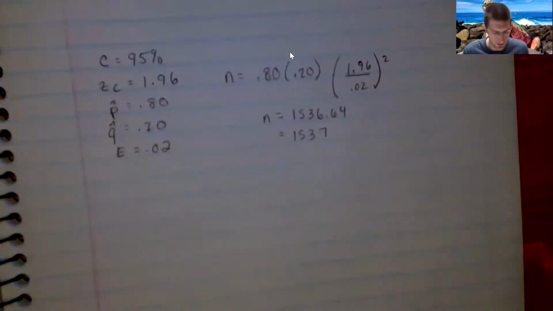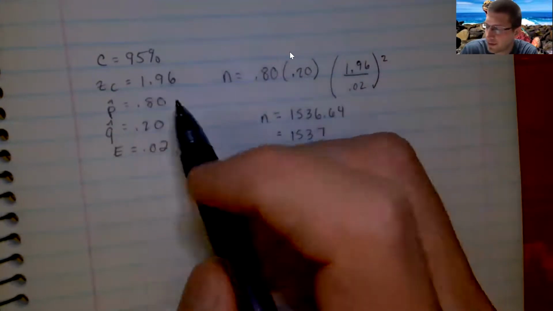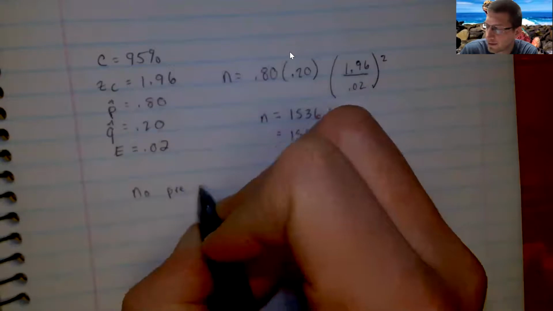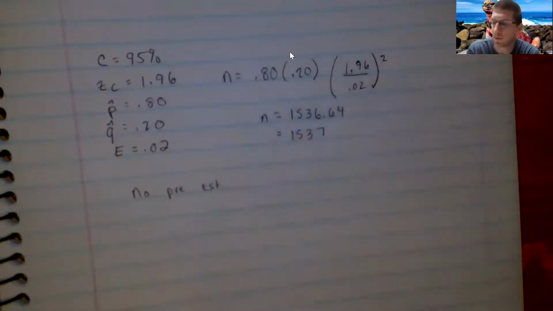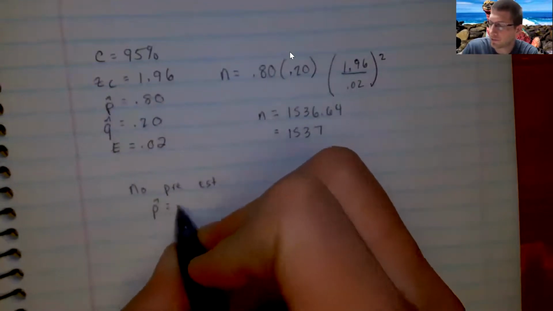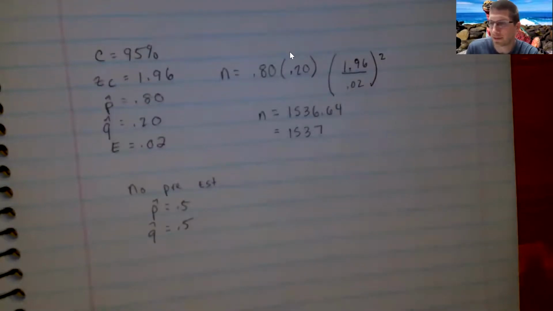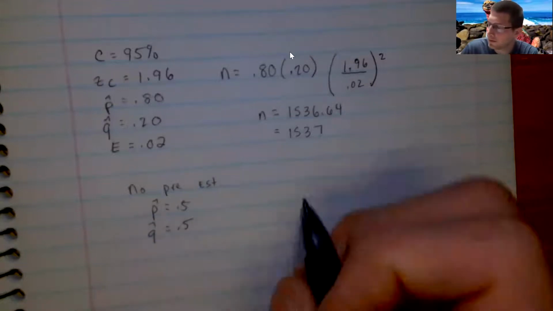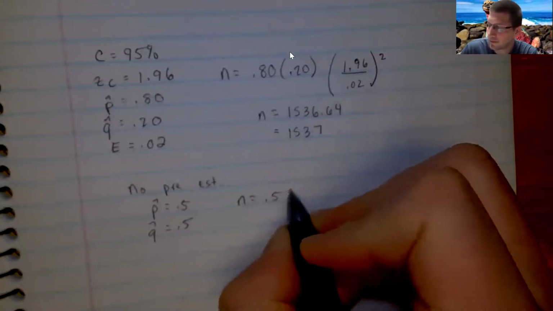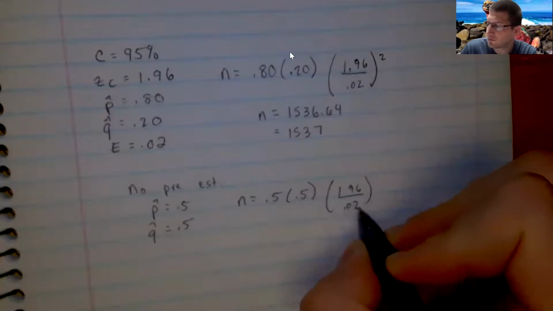Now, if you're doing the work for today, that's number 17, you'll see for part A, it says no preliminary estimates available. So if we use the same example from your notes, and it says no preliminary estimates, then instead of using this p hat and q hat, because you wouldn't have them, you would just treat p hat as 0.5 and q hat as 0.5, and then go through the problem the same. And what you'll see is this will give you a bigger number, right? So I can go ahead and try it: 0.5 times 0.5 times 1.96 over 0.02, squared.